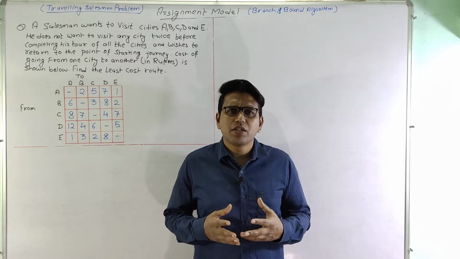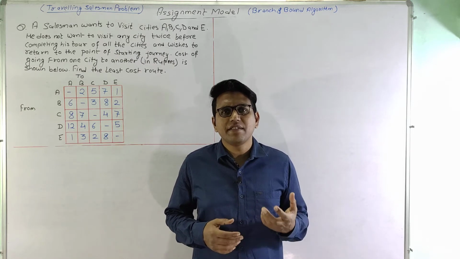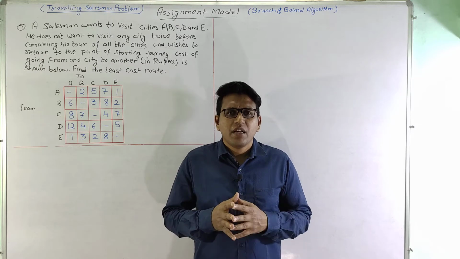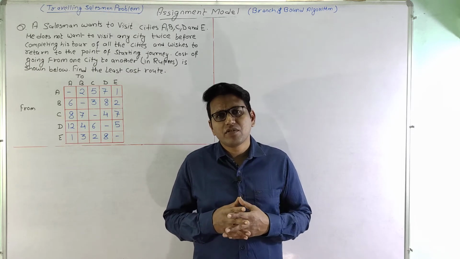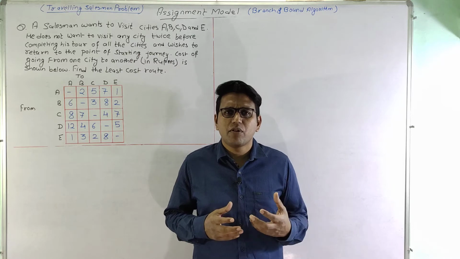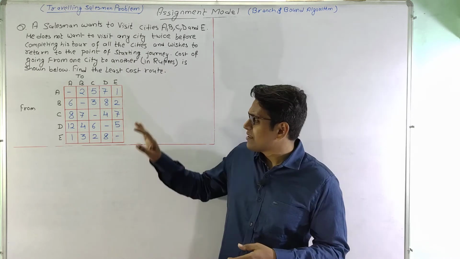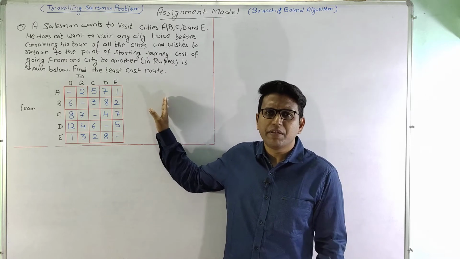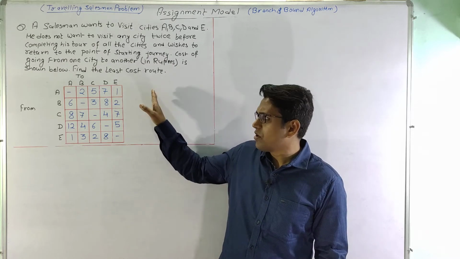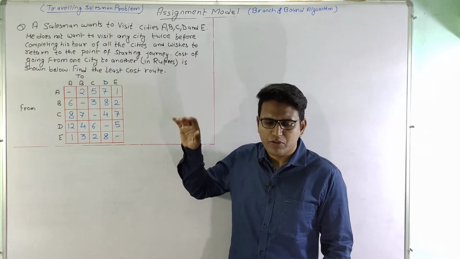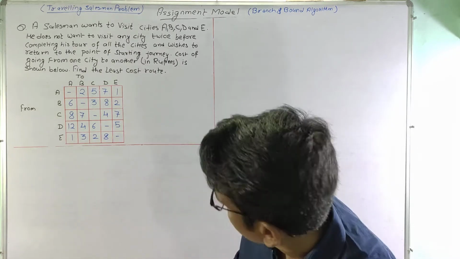So today we are going to see how to solve a traveling salesman problem using branch and bound algorithm. We have seen in the previous videos how to solve traveling salesman problem through Hungarian method, and now today we are going to take the same question that we have taken in the previous lecture and we will solve this question using branch and bound algorithm. So let us quickly see what the problem is.